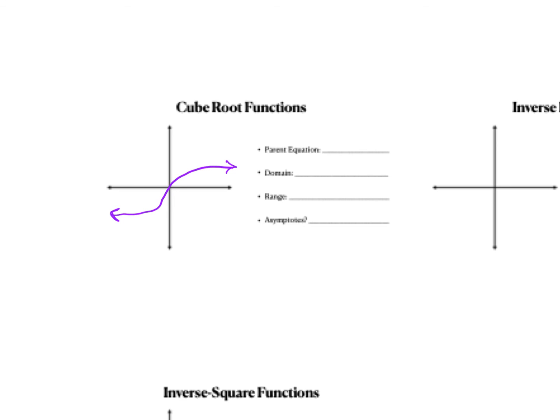So our parent function here is y equals cube root of x. Domain now is going to be all real numbers because this graph does go forever left to right. And our range is also all real numbers because we've got positives and negatives included in there. And then this graph is nice and continuous with no asymptote, so this is another none.